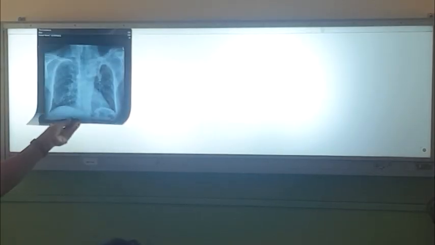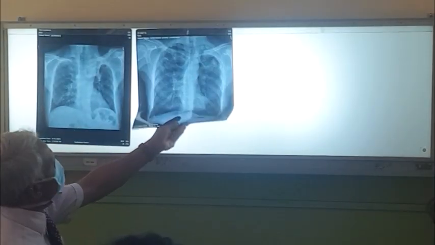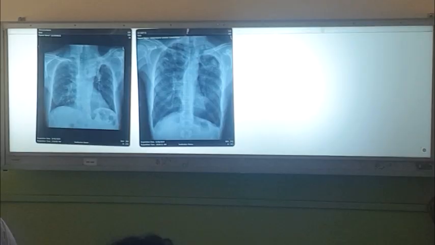And there are some post-TB X-rays, right? TB patients, when they heal, they get a lot of fibrosis, right? So these are like that. It's all post-TB one.